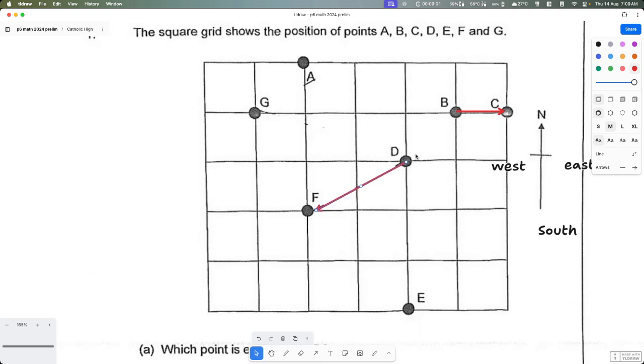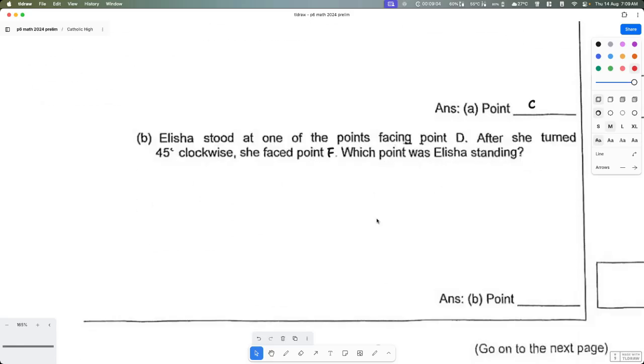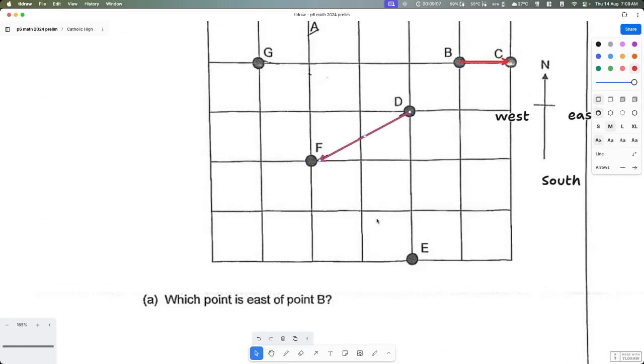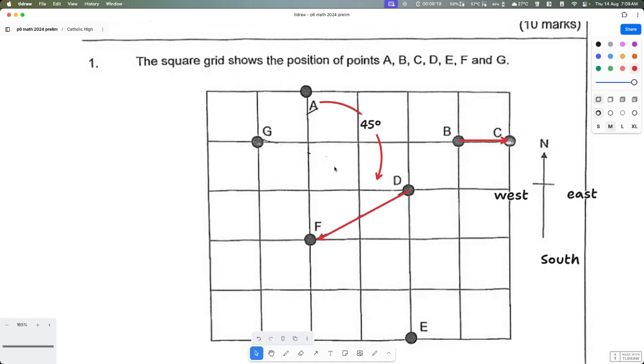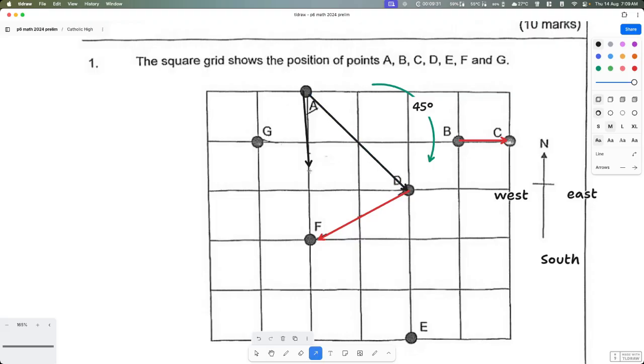So which point do you think from here? She turned clockwise as well. So clockwise means this way. And it says 45 degrees. Okay, so that means it's half of 90 degrees, right? So if I were to have A over here, we can see from A to F, is it 45 degrees? From here, you can see that it's half. So that means this is 45 degrees, which is in this case correct.